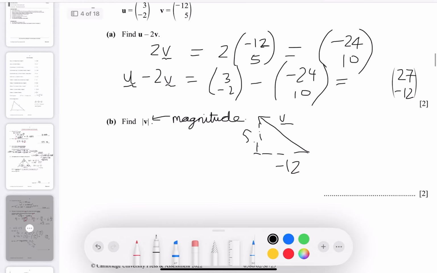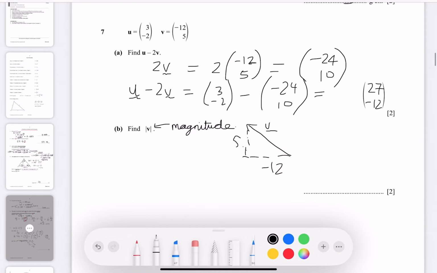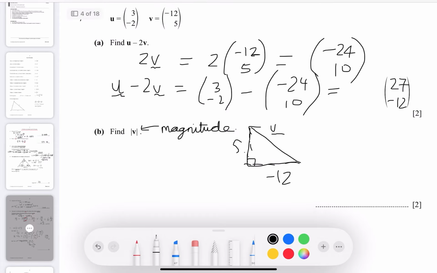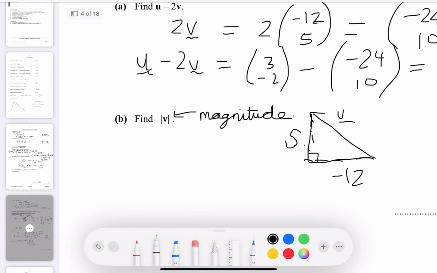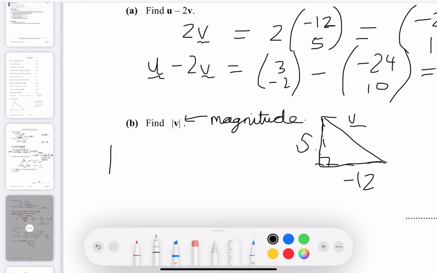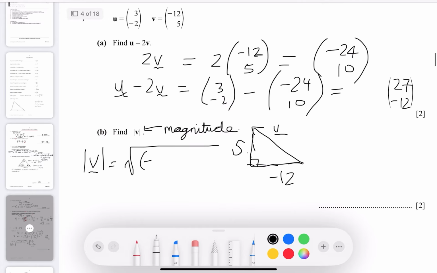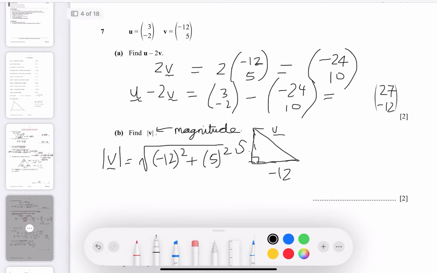And if we want to calculate the magnitude of this, we notice we now have a right angle triangle. So what we can do is, for the magnitude of the vector v, the general formula is just to take each of the components of the vector and square it. So negative 12 squared plus 5 squared.